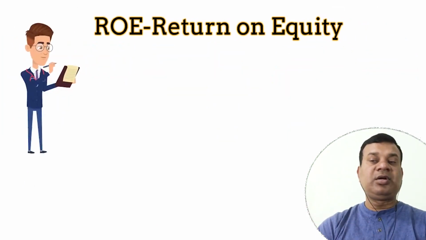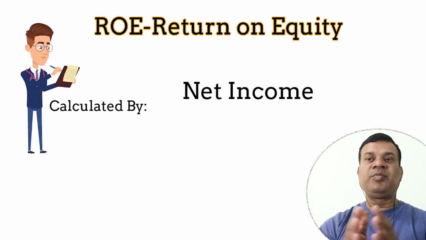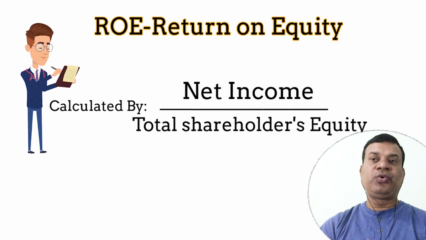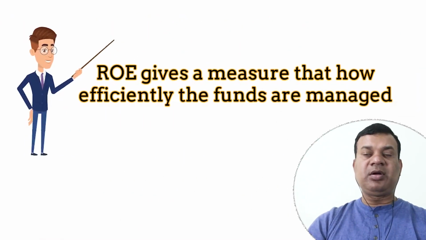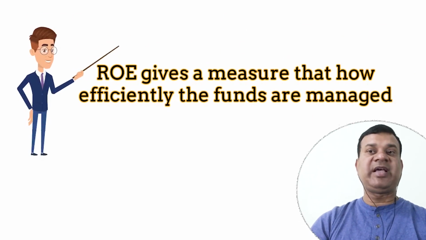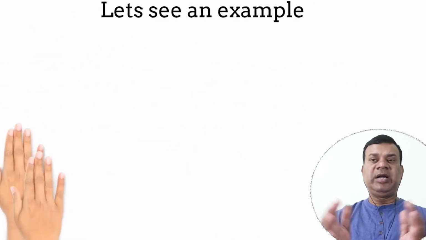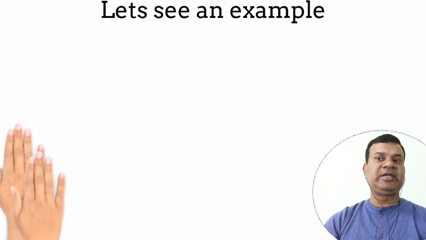ROE, that is return on equity, is calculated by dividing the net income or net profit of the company by the total shareholders' equity. ROE gives us a measure of how efficiently the funds have been managed by the business to generate profit. Let's try to understand the importance of ROE with an example.